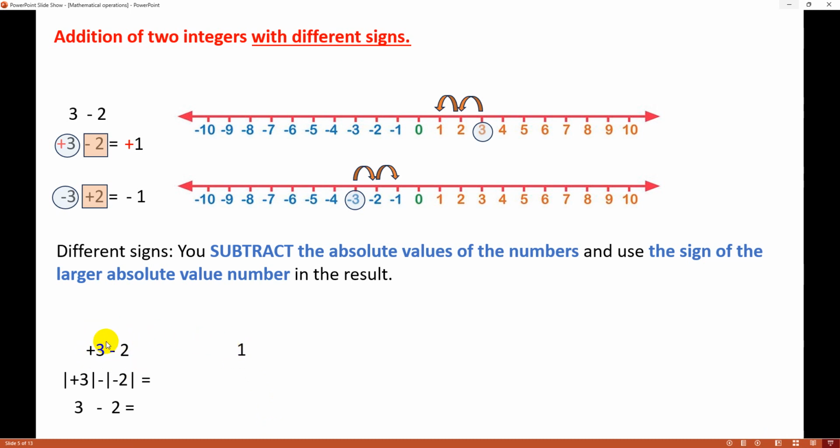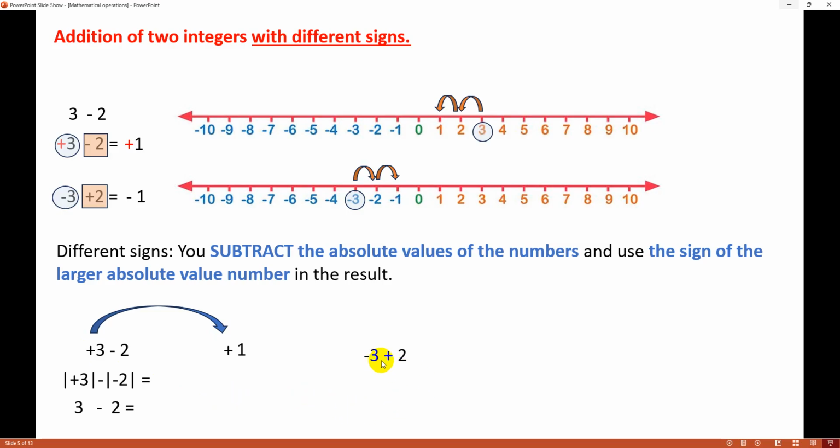So you take that 1, and you're going to put the sign of the bigger absolute value number. Which of these numbers, just look at the numbers and don't look at the sign, is bigger, 3 or 2? 3 is bigger. So that's the sign you're going to use, the positive sign, because that's the one of the bigger number. Positive 3 has the positive sign. 3 is the bigger number, so that's the sign you use.